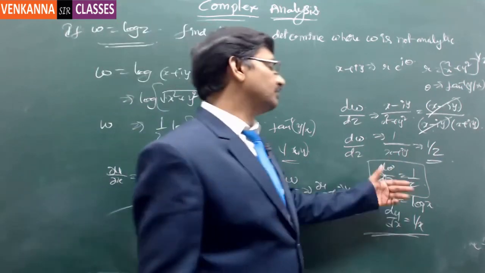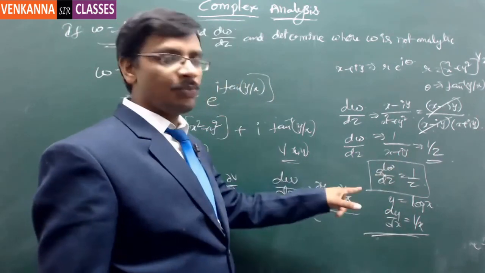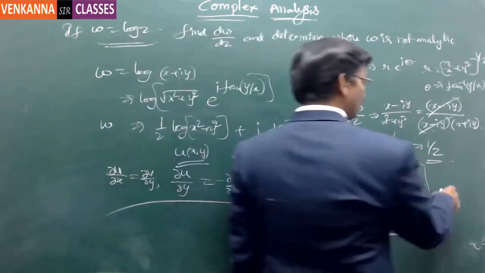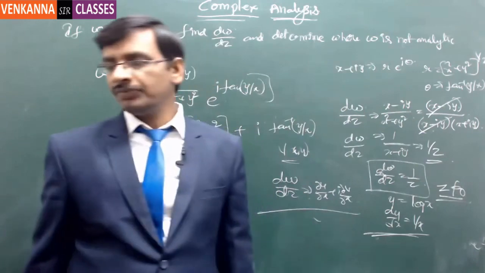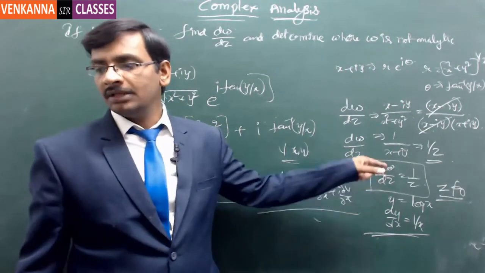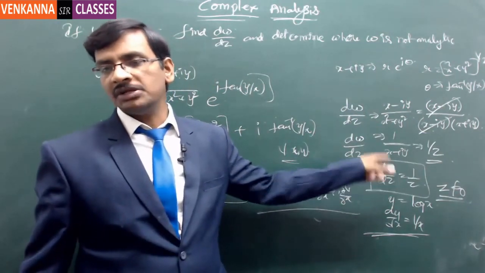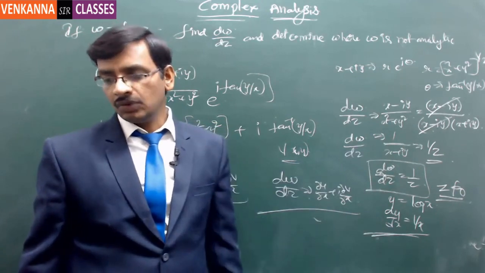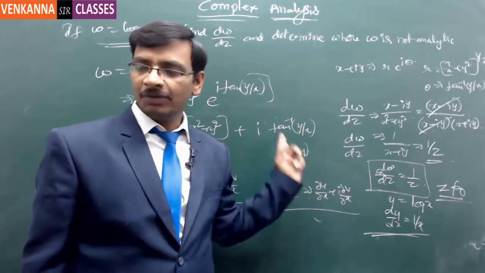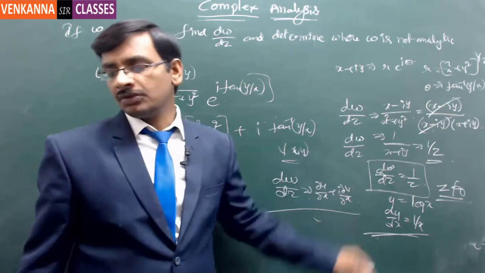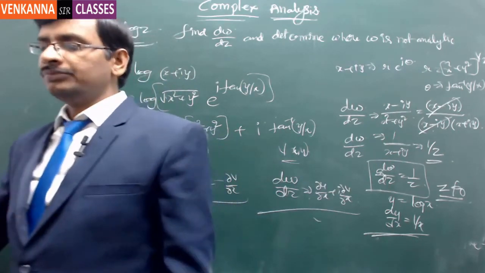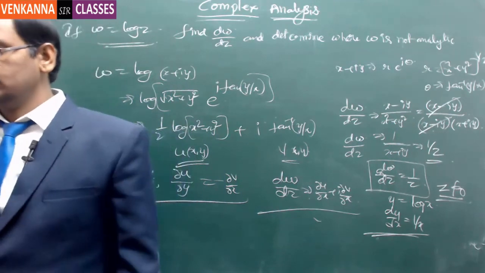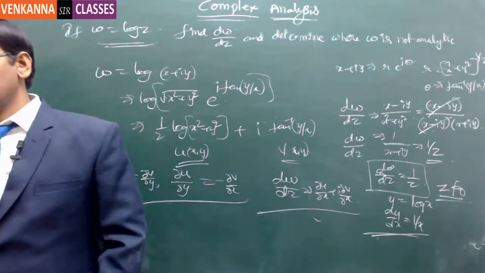So the derivative exists at every point except for z not equal to 0. From this you can identify z not equal to 0. If z is equal to 0, then the derivative value is infinite, which essentially means it is undefined there. So the function is analytic at every point except at z equal to 0. So z equal to 0 is a singular point. Got it? Understood or not?